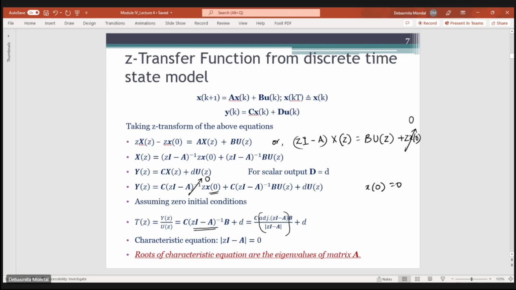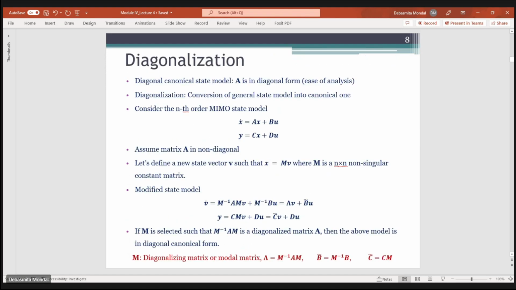Okay. So next, we have seen that if you can express the state space model in diagonal canonical form, that means where the matrix A is in a diagonal form, that basically helps you do the subsequent analysis much more easily. Now we'll see, if you are given a state model where the matrix A is a generic one, a non-diagonal matrix.